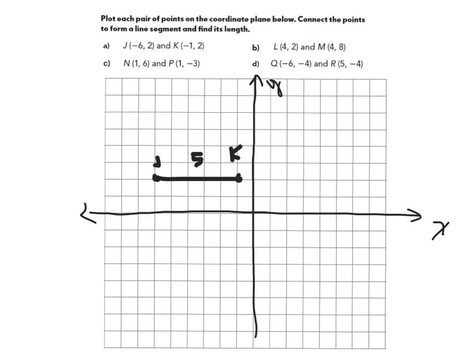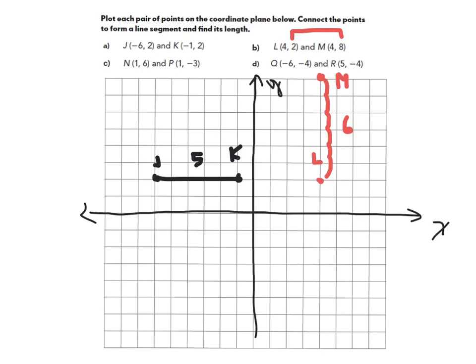If I try letter B here, and I do point L at 4, 2, and point M at 4, 8, I can see pretty quickly that this is a distance of 1, 2, 3, 4, 5, 6. Distance of 6. I also know that the difference between 8 and 2 is an absolute value of 6.